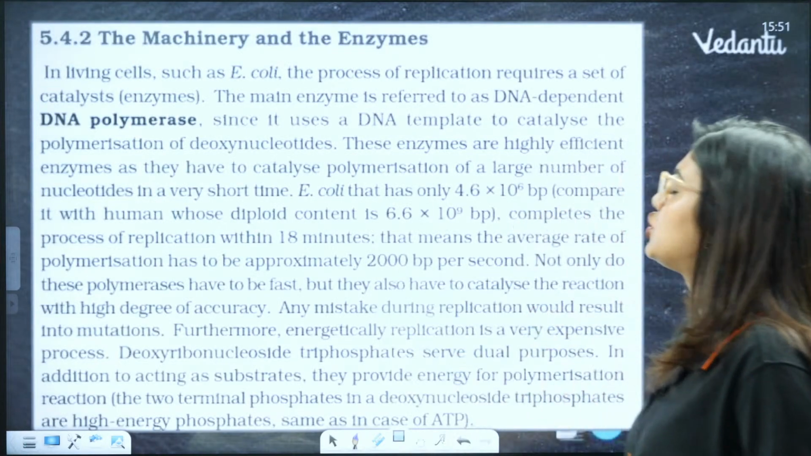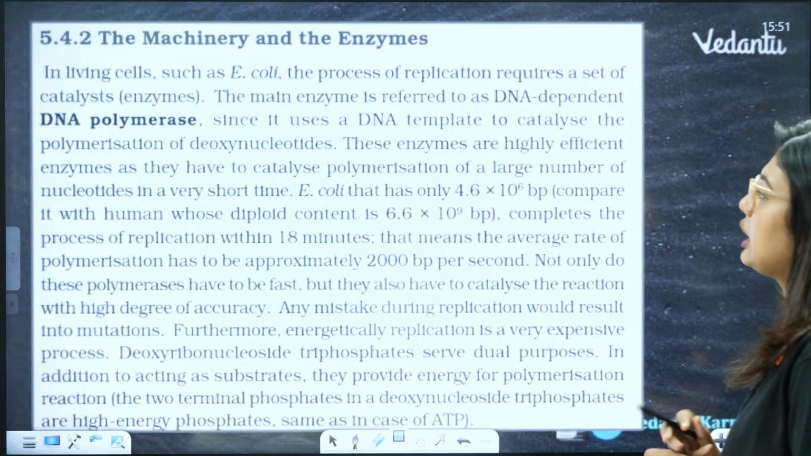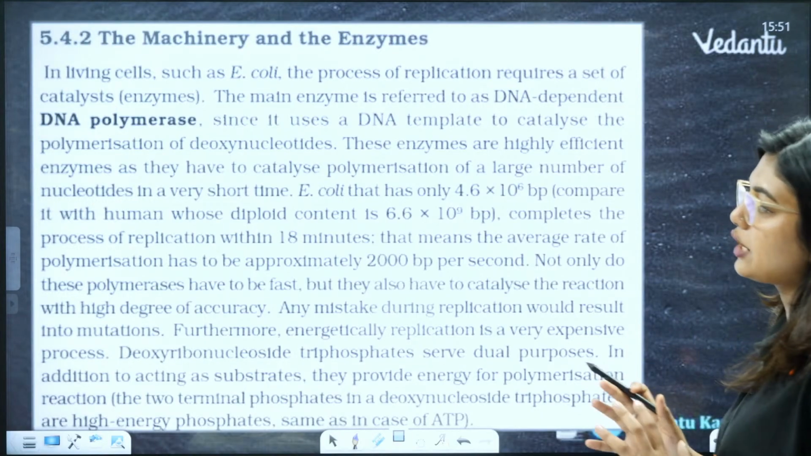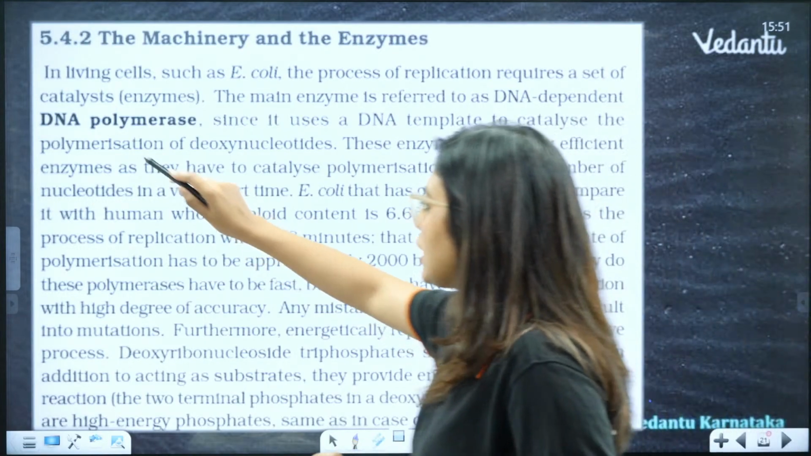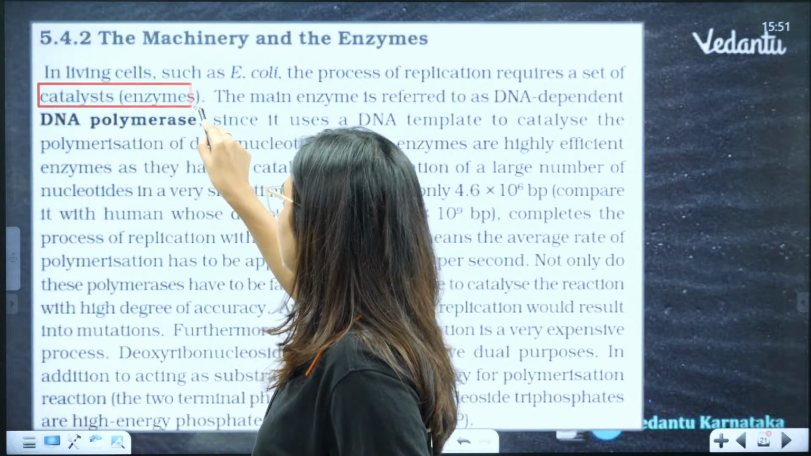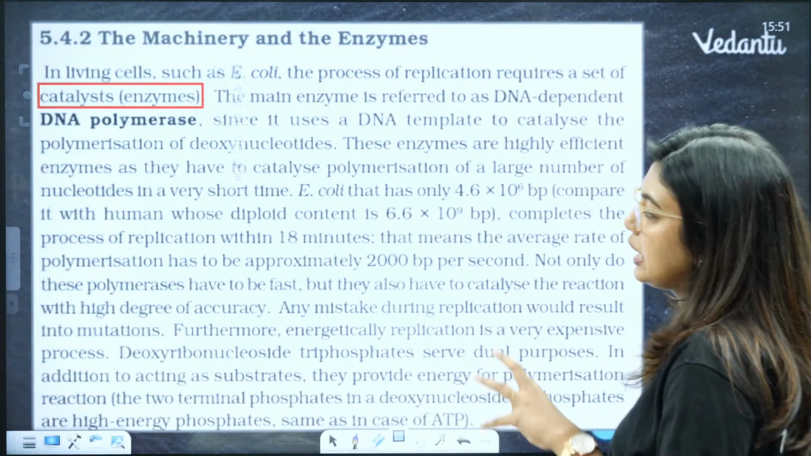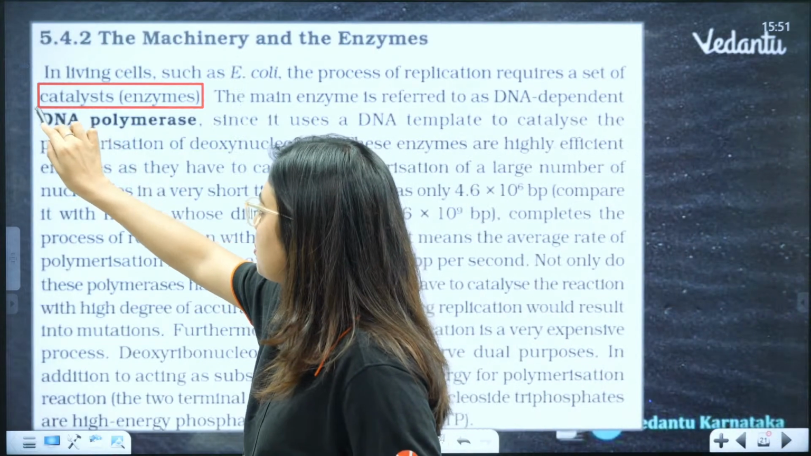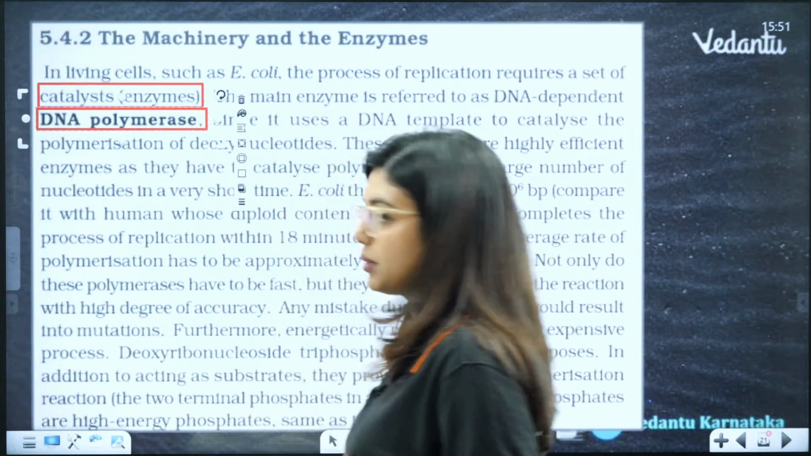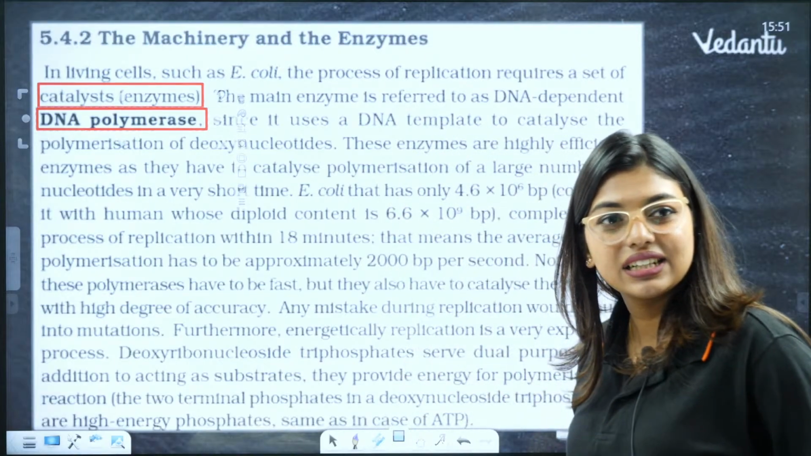So in living cells such as E. coli, the process of replication requires a set of catalysts or enzymes. The main enzyme is referred to as DNA dependent DNA polymerase. So the first main enzyme is DNA polymerase. Clear?